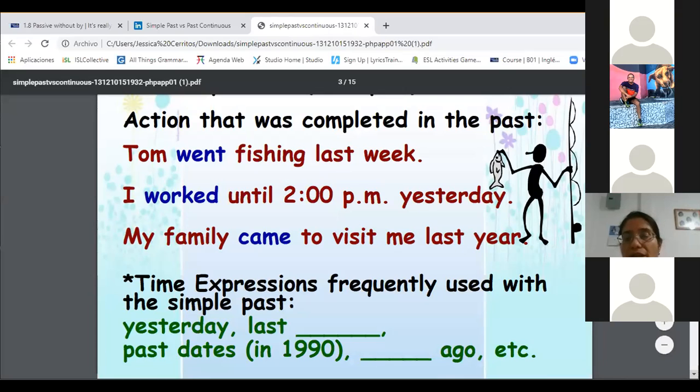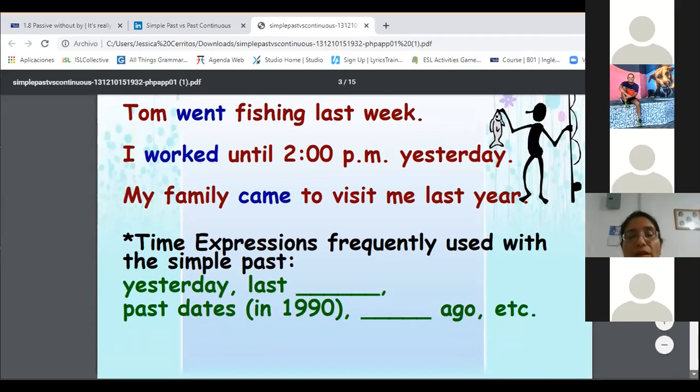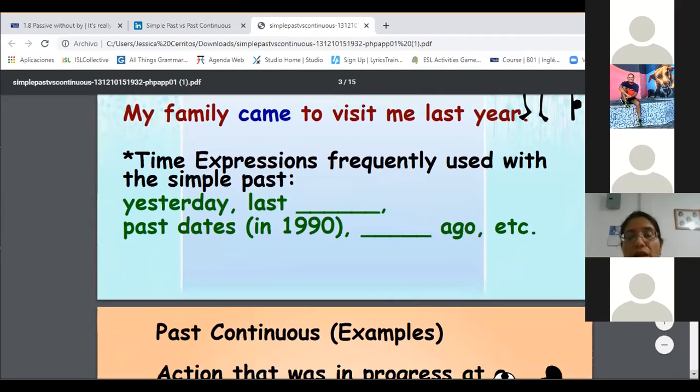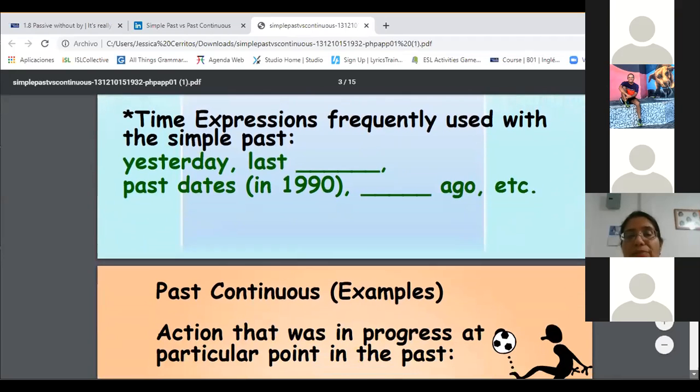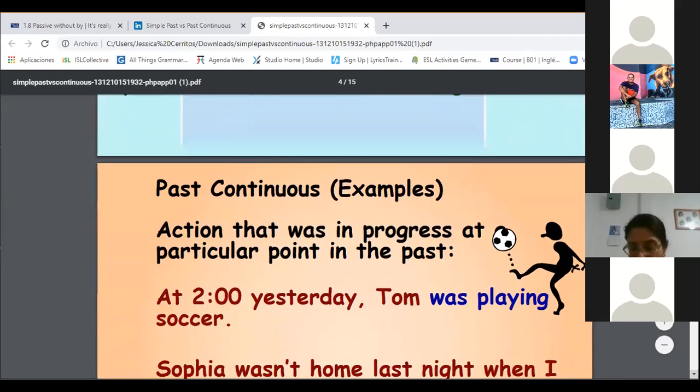70 days ago. Very good. Okay. An hour ago. Y es pasado. Yeah. An hour ago no teníamos clase porque eran las 8. An hour ago. All right. Very good. Thank you. Let's see.